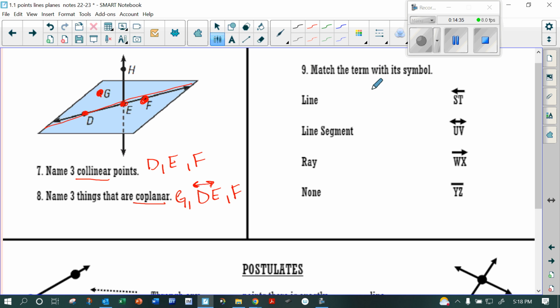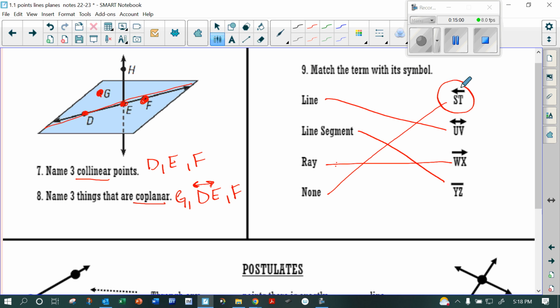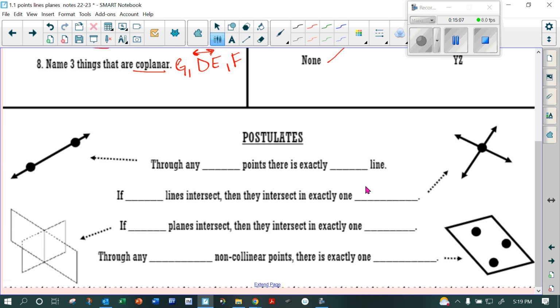All right, so over here we're going to match the term with the symbol. So we have a line. A line has the 2 arrows. A line segment has no arrows. A ray has 1 arrow. So that's going to be this one here. And then this is none, okay? Your arrow for your ray is not going to point this direction, okay? It's always going to go this way. So that's just textbook. All right.